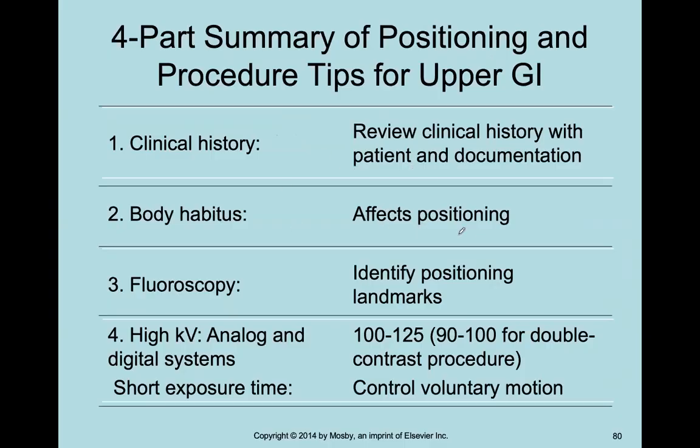Body habitus, as we mentioned, affects positioning. Let's see, this is important. I think there's another chart. So if we're doing single contrast, or just barium, that's going to require us to increase our technique. If we're going to do double contrast, meaning air and barium, we're going to go down on the technique, right? Because it's not going to require as much because we have air involved now. But if it's just straight barium single contrast, you will be at 100 to 125 kVp.